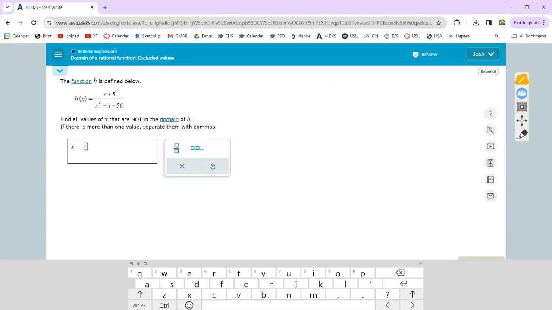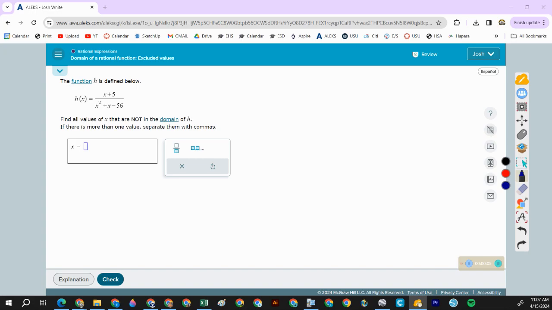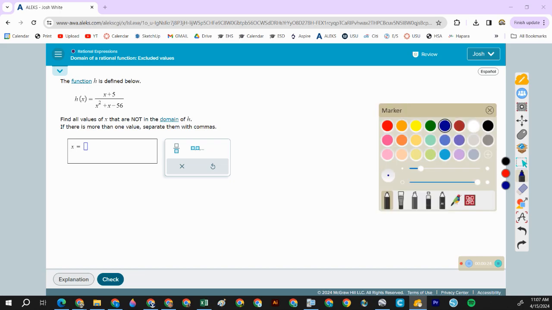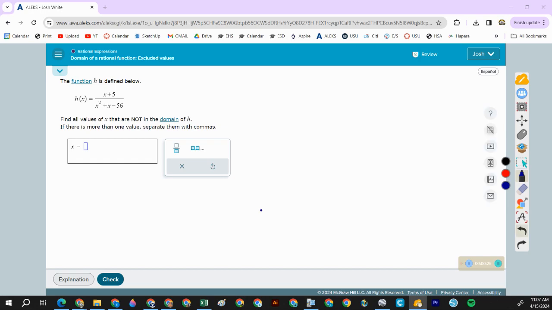This is 7.3. Looking at this function h, the question wants to know, where does this function not exist? And it asks that by saying, what are the excluded values? So the excluded values are any numbers that we plug in and they break the function. And there are only really three ways to break a function.